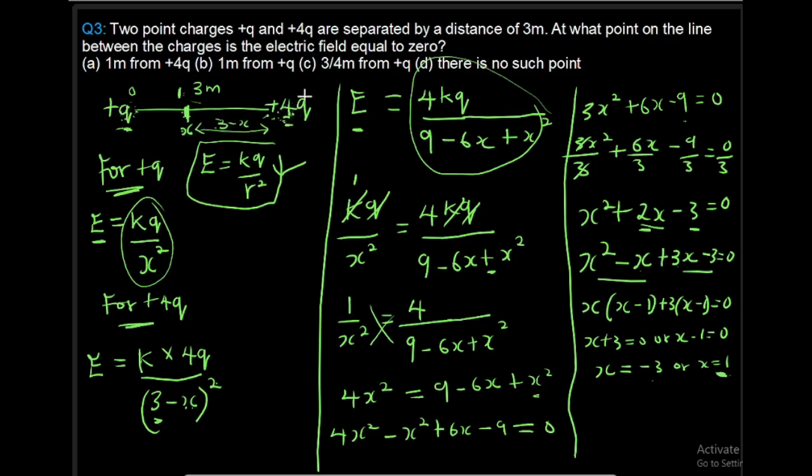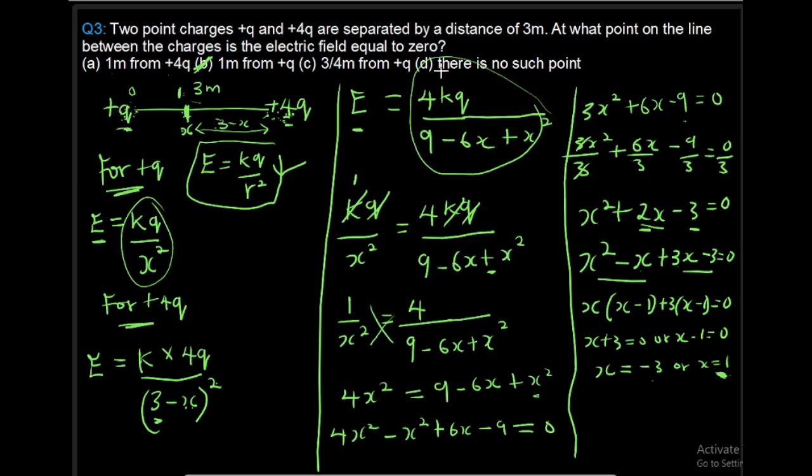Okay, so let's see which one is our correct answer here. For option A, we have 1 meter from positive 4q. No, from this point to this point here is not 1 meter. According to what we have, it's 3 minus x, and x is 1. So this is 2 meters from this. All right, and then option B says 1 meter from positive q charge. This is the correct answer. All right, because from here to here is 1 meter. From here to here is x, and x is equal to 1. All right, so our correct answer is 1 meter from this positive q charge.